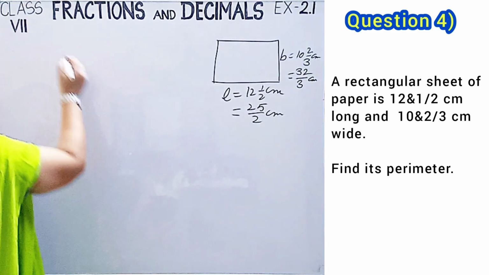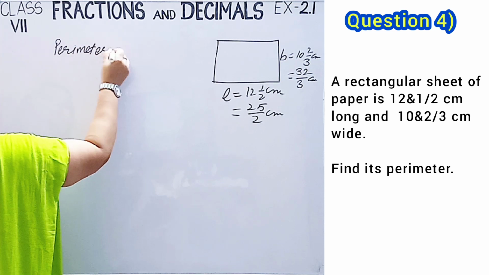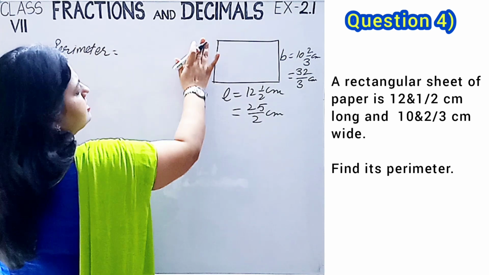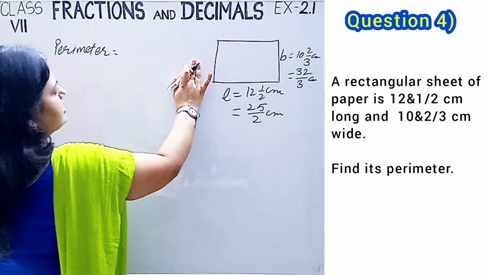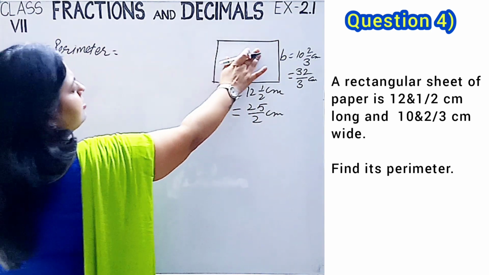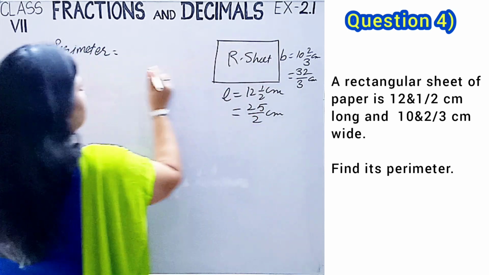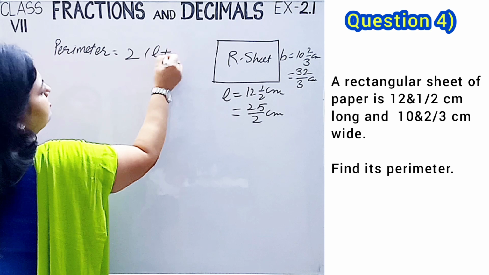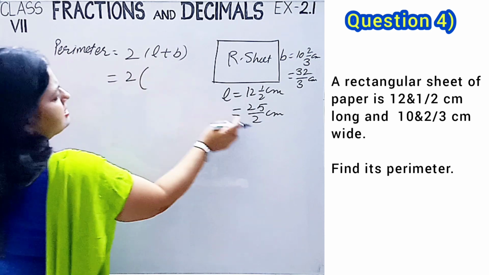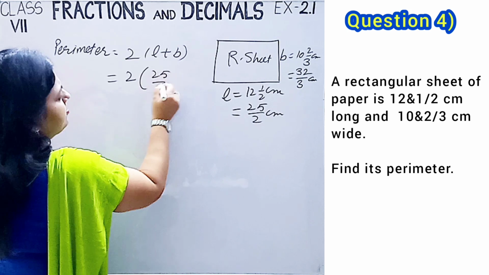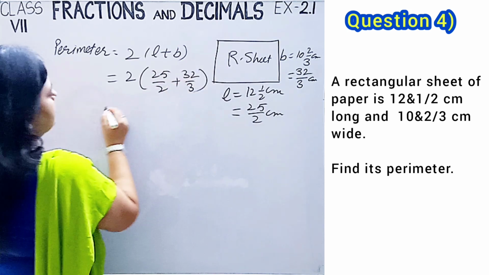And we know the perimeter. What is perimeter? Perimeter is the sum of the lengths of all the sides. So here, the perimeter of a rectangular sheet is 2 into L plus B. Now putting the values of L and B here, L is 25 upon 2 and B is 32 upon 3.